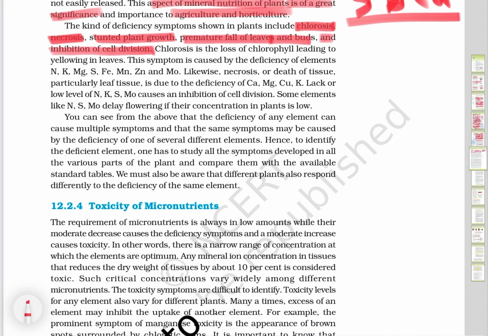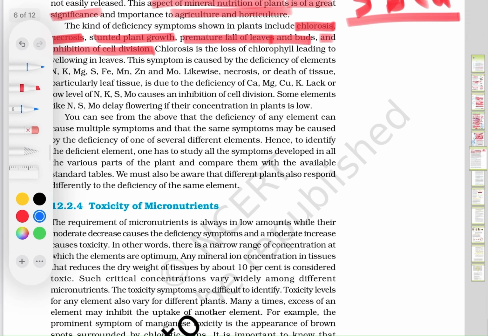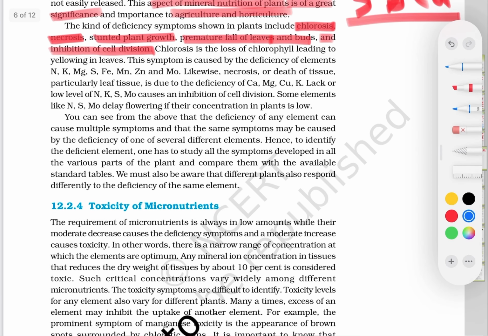So what is chlorosis? Chlorosis is basically the loss of chlorophyll leading to yellowing of leaves. Necrosis is mainly the death of tissue, particularly leaf tissue.